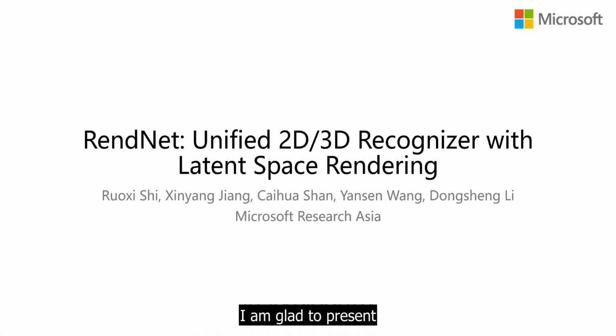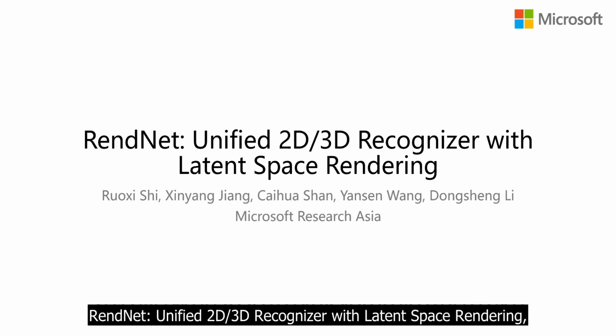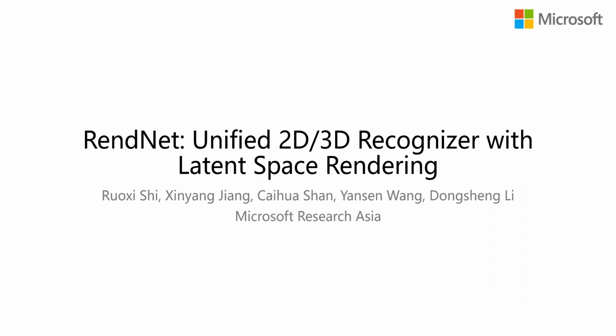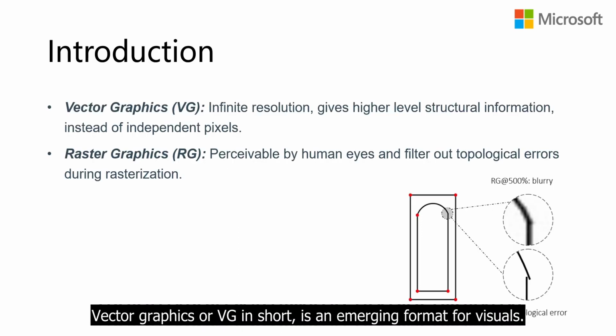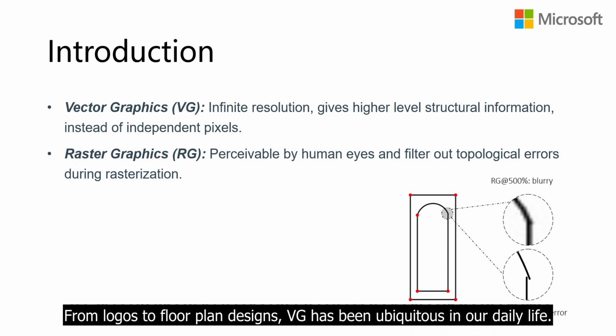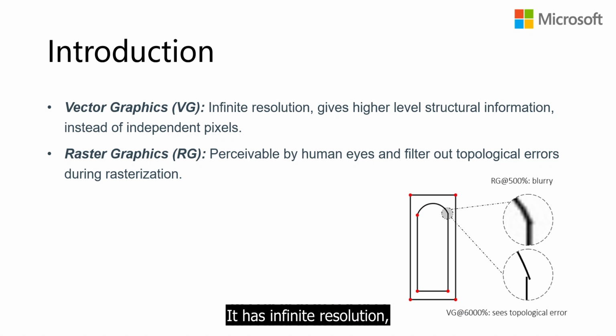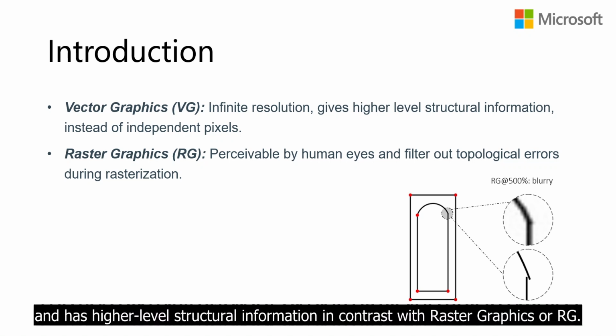I'm glad to present RendNet: Unified 2D/3D Recognizer with Latent Space Rendering, a new design for visual recognition tasks on vector graphics. Vector graphics, or VG in short, is an emerging format for visuals. From logos to floor plan designs, VG has been ubiquitous in our daily life. It has infinite resolution and has higher level structural information in contrast with raster graphics, or RG.